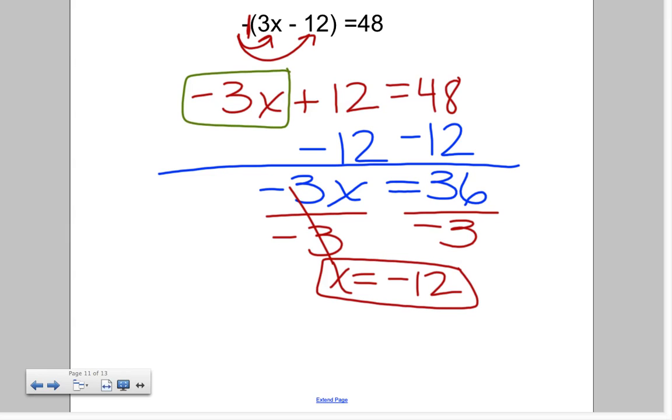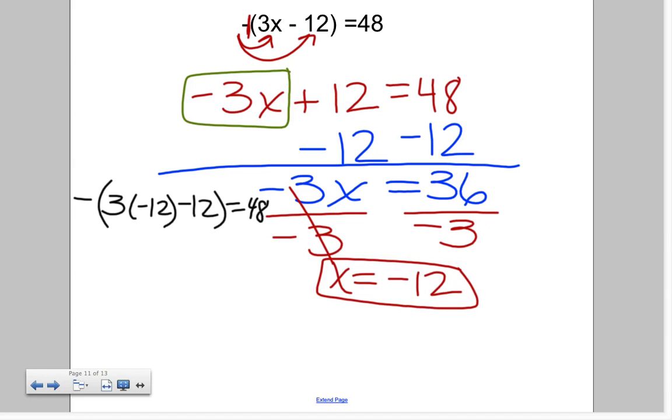That's what I got. Check yours with mine. All right. Now, obviously, we're going to check this. Again, like I told you before, you need to make sure that you check it correctly. So I'm going to plug in my -12, where x is, and that has to equal a positive 48.